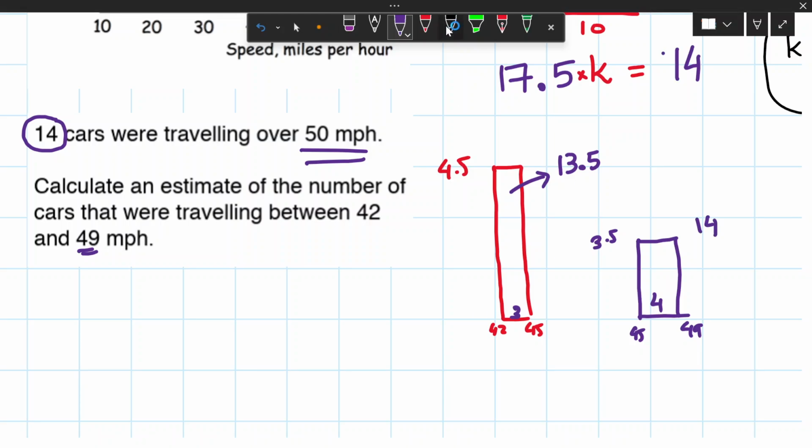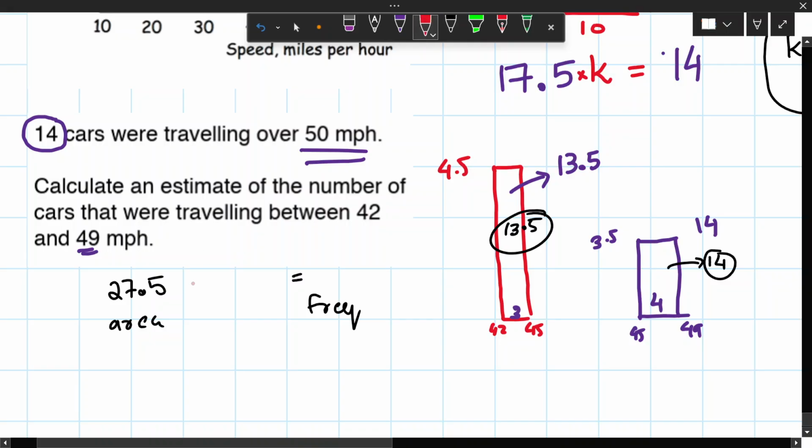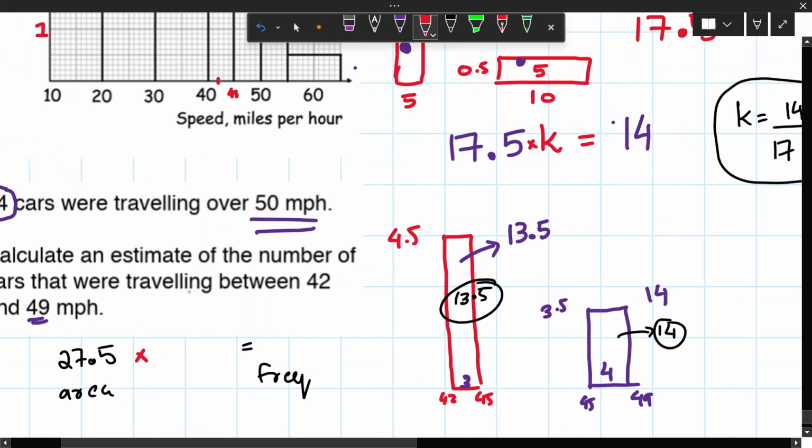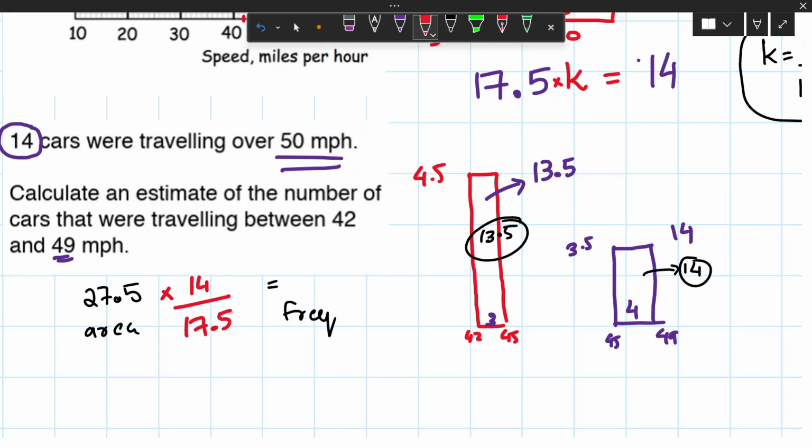So I've got two areas here. One is the 13.5, and this would be 14. So if I add them two together, I'm going to get 27.5, right? Now, in a normal question, area would be equal to your frequency, but remember, here we need to get that number to fix our area, and the number that we need to fix our area is k, which is 14 over 17.5.